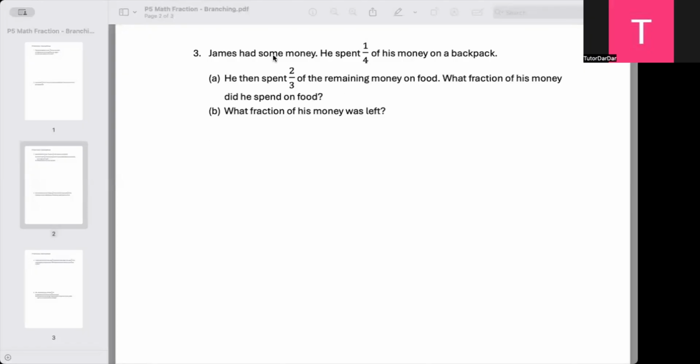James had some money. He spent 1/4 of his money on a backpack. A. He then spent 2/3 of the remaining money on food. What fraction of his money did he spend on food? B. What fraction of his money was left?